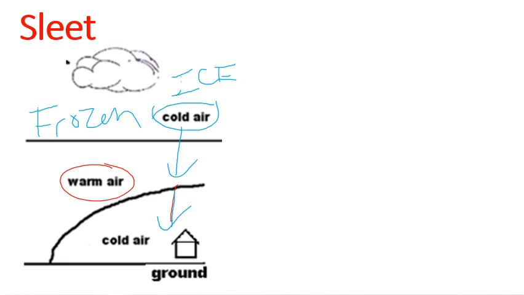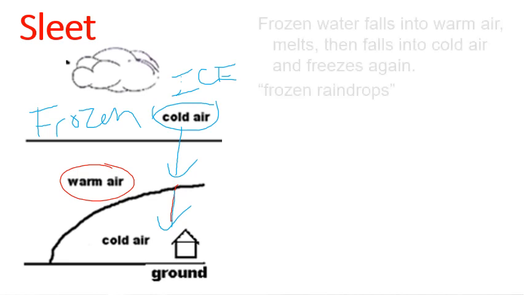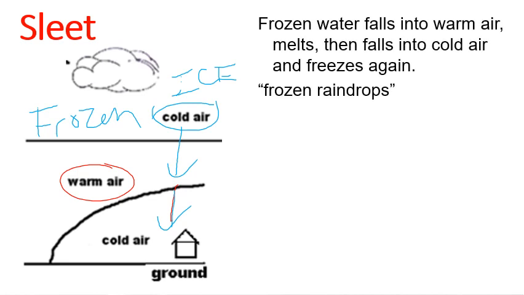So we've got basically a raindrop that freezes, and that's what sleet is. Sleet is when frozen water falls into warm air, it melts, becomes a raindrop. Then it falls into cold air and freezes again before hitting the ground. These are frozen raindrops, that's what sleet is.